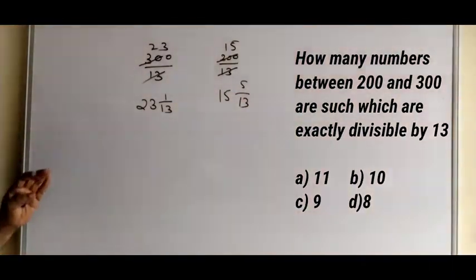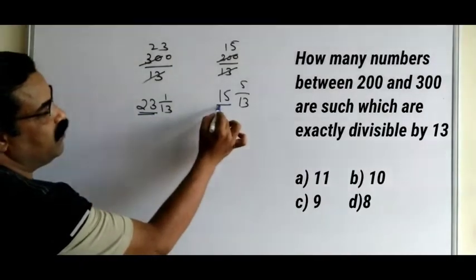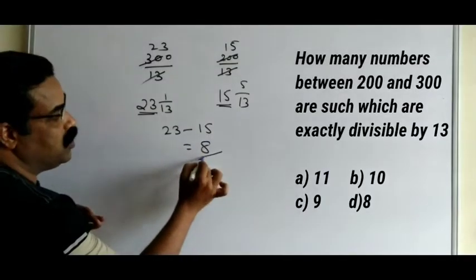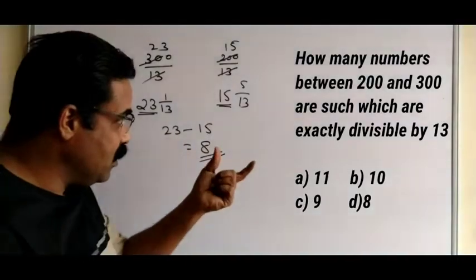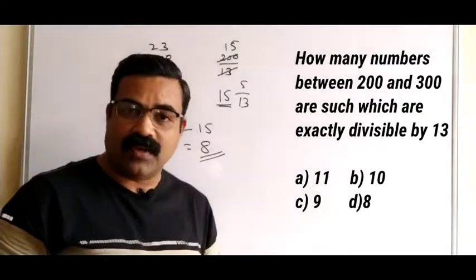Now what is the next method? Remove this fraction. Just take the full numbers, 23 and 15. 23 minus 15 equal to 8. So 8 is the required answer. Accordingly, from the given options, you can mark what is the correct option.